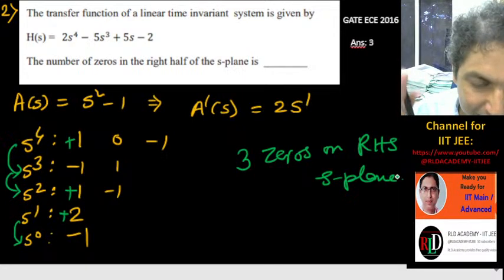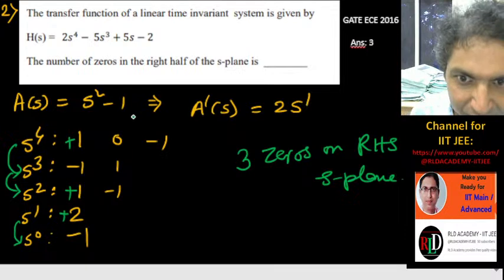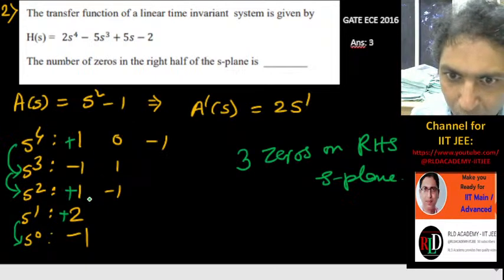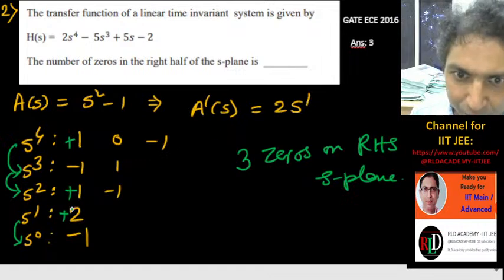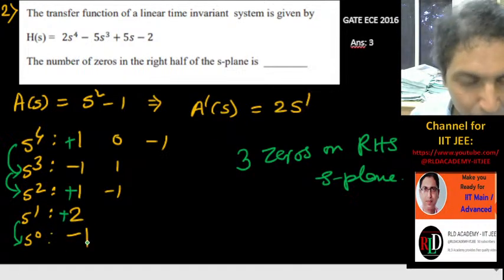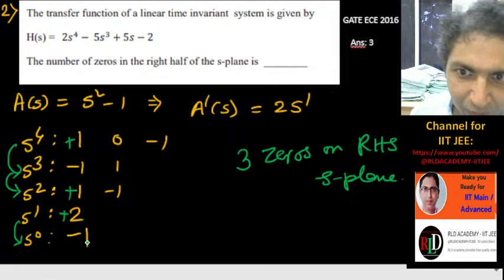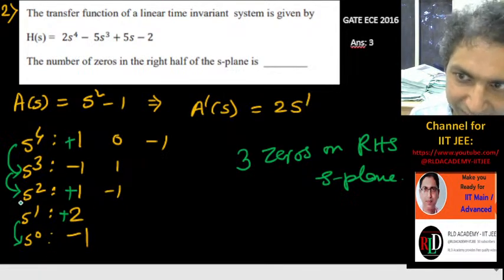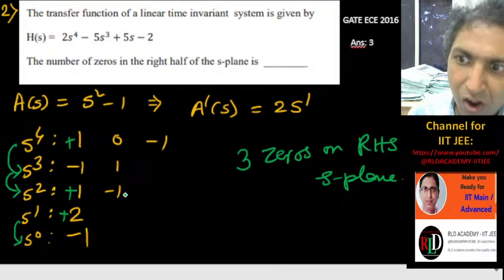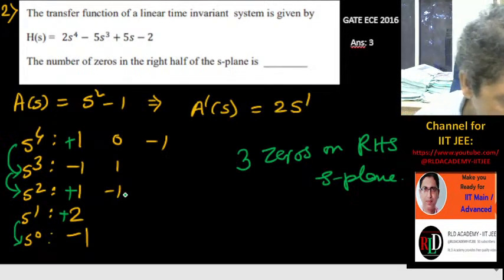Got the point? This is the easiest one. First find the auxiliary equation from the s square terms, so it is s square minus 1. Take the derivative of that, and the coefficient of s to the power 1 will replace here, and we will continue. Then we consider the first column. From that, the number of sign changes will give you the number of zeros on the right hand side. Is it perfect?